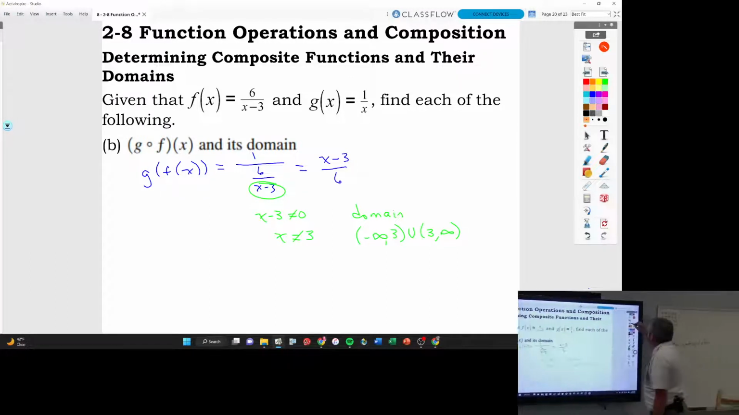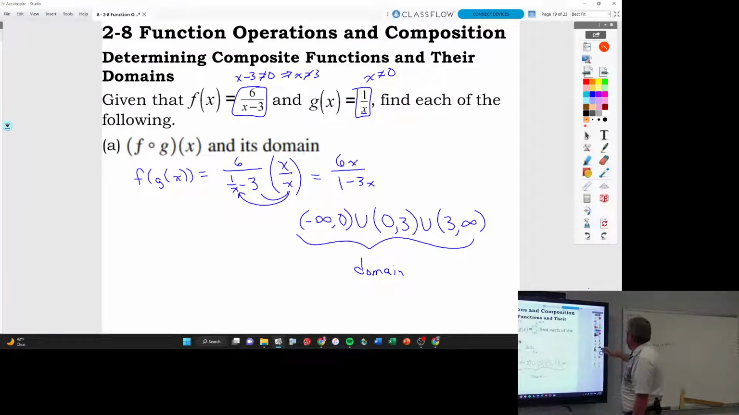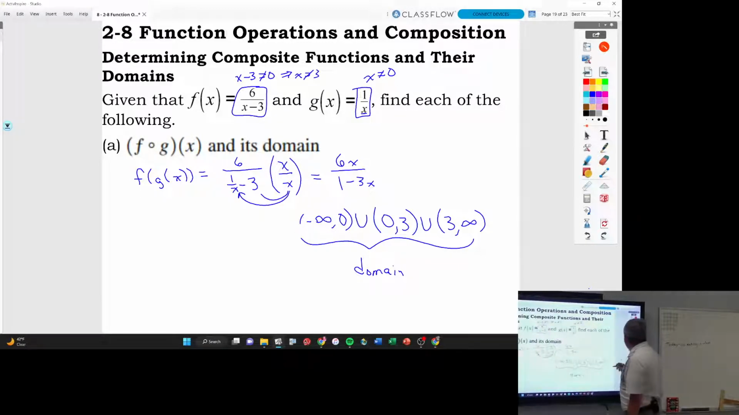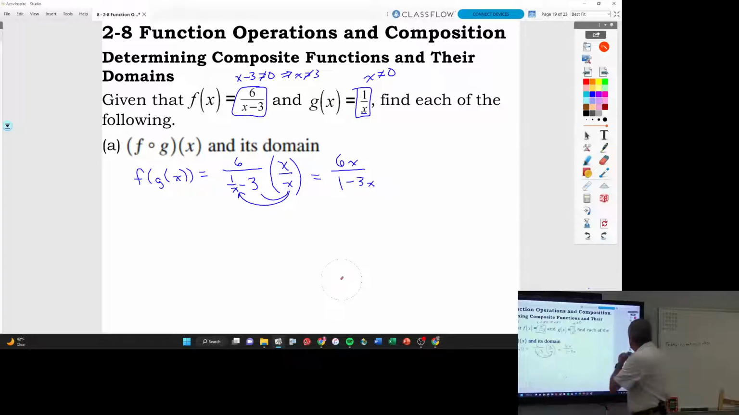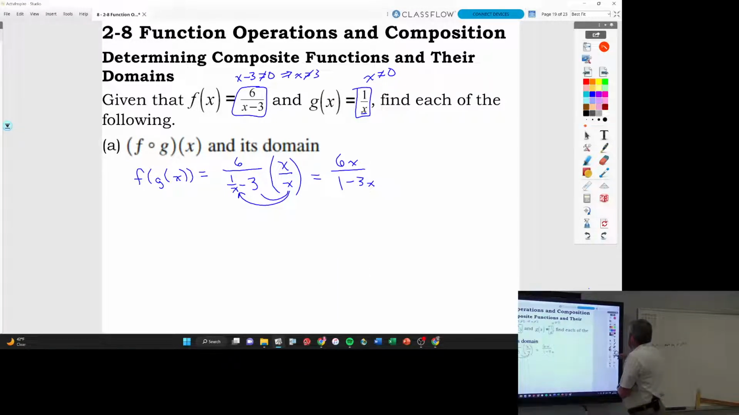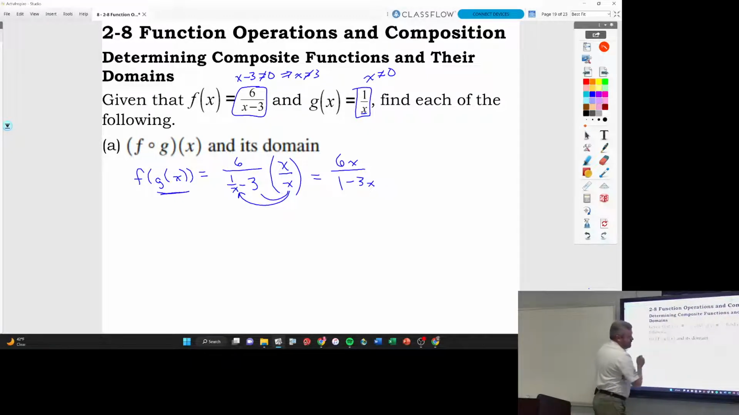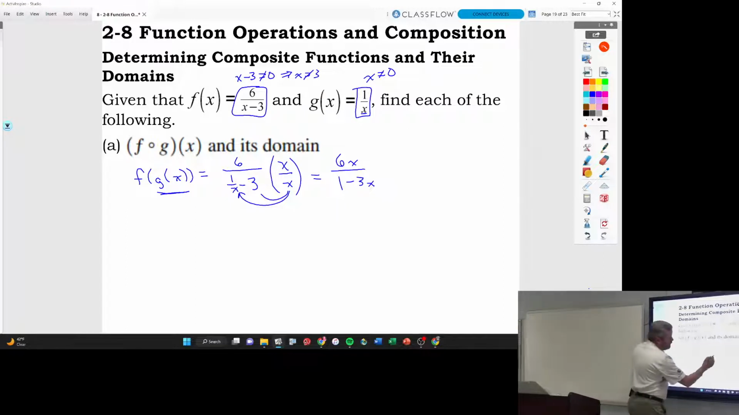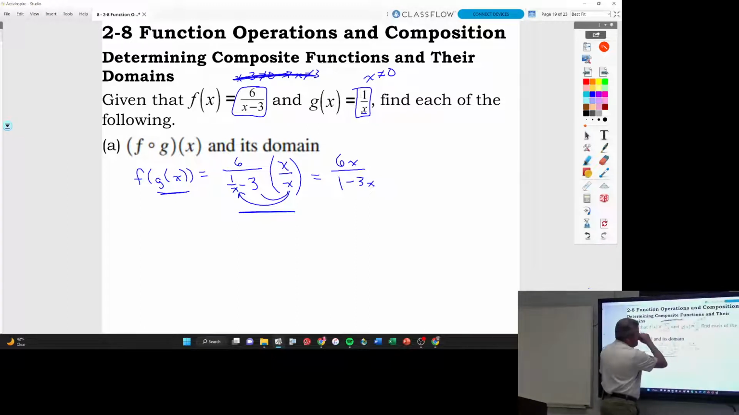Okay, let me go back. I misspoke on part A, so I want to go ahead and fix that real quick. Let's kind of start over looking at this domain here. Okay, when we're looking at this domain for part A, let me erase this real quick. Sorry about that. Okay, we want to look at the g function because that's where we start, and we want to look at our answer.